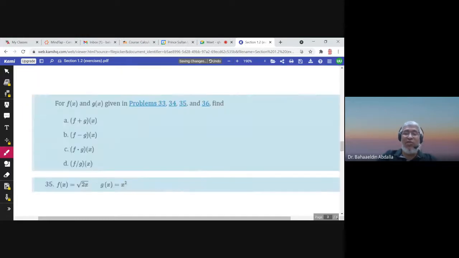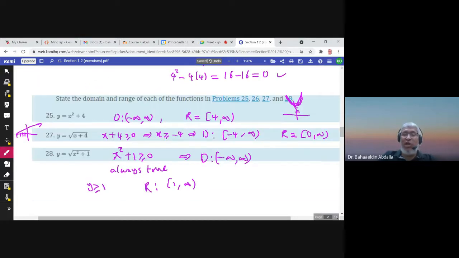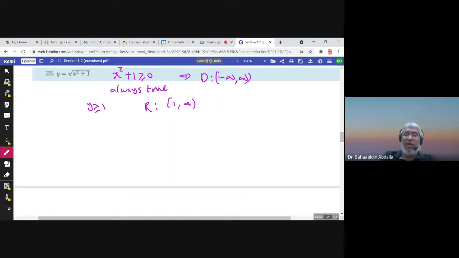So you have these two methods: either you sketch the graph to find the range, or you put the values of x and figure out what would be the values of y.